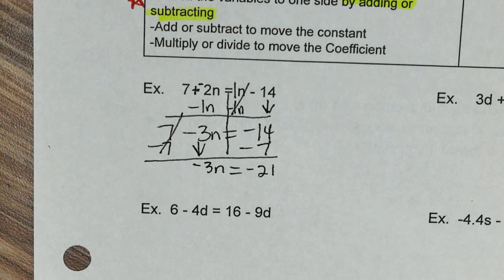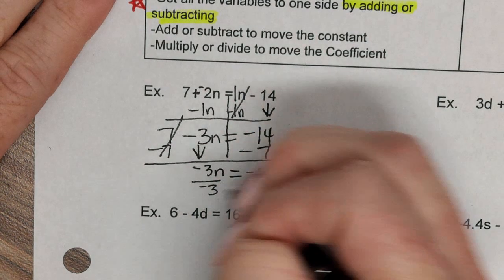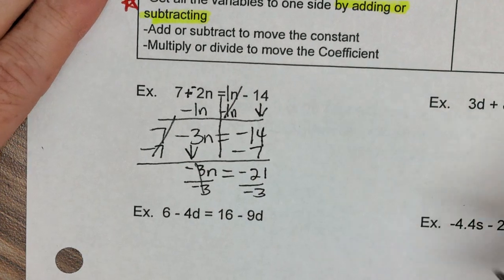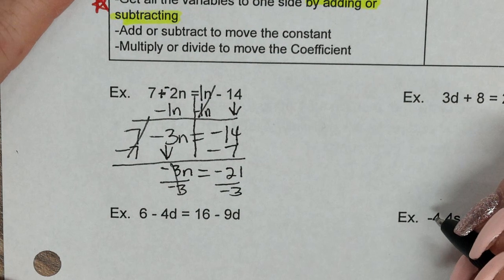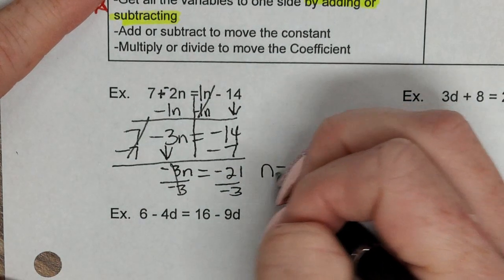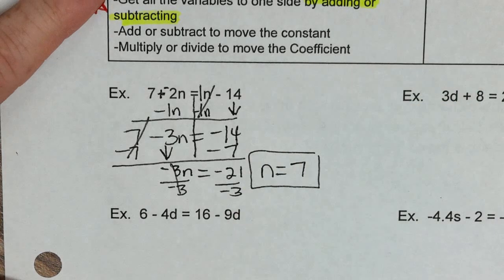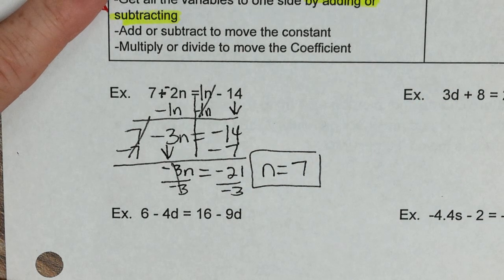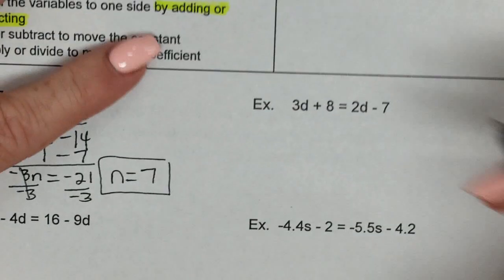Now I need to get rid of the coefficient. How do I get rid of the coefficient? Divide both sides by -3. And -21 divided by -3 is positive 7. What do y'all think? Easy? All right, let's look at the next one.